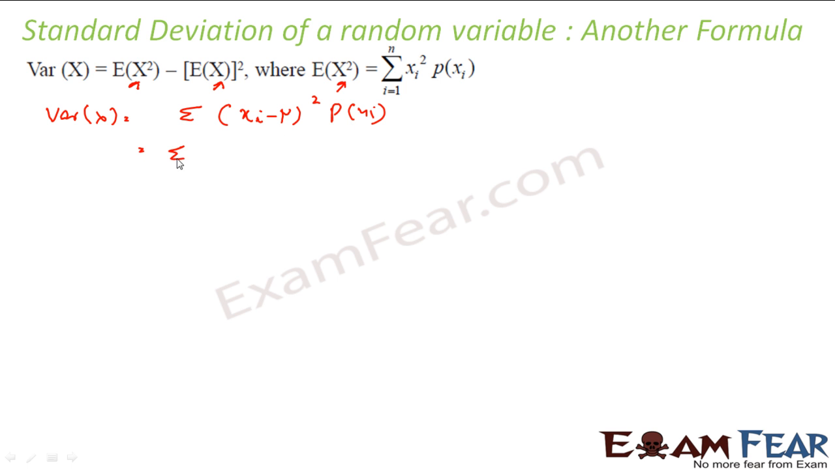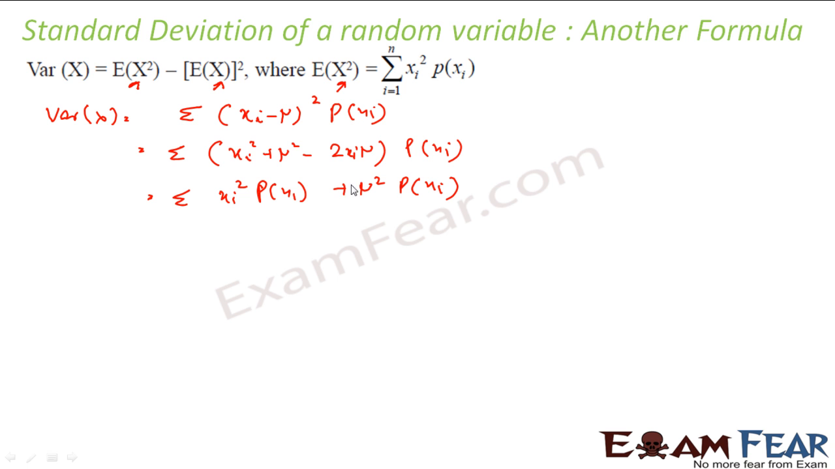We'll expand this: xi square plus mu square minus 2 xi mu, into p(xi). So this becomes the summation of xi square p(xi) plus mu square summation of p(xi) minus 2 mu summation of xi p(xi). The first term is nothing but E(x square), because you are taking xi square, multiplying with p(xi) and finding the summation. The summation of p(xi) is 1, we know that.